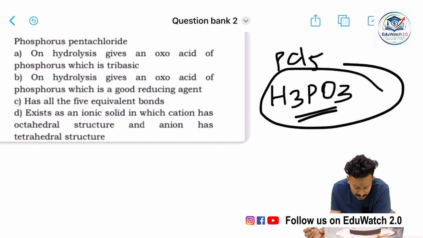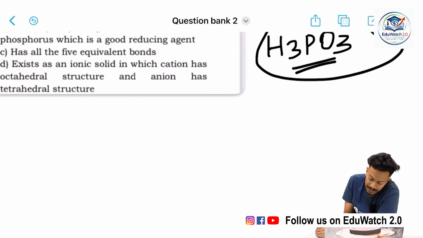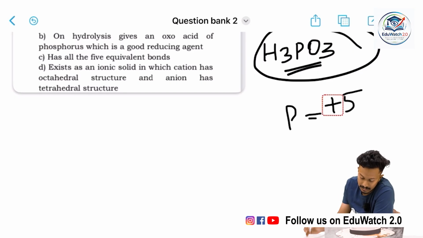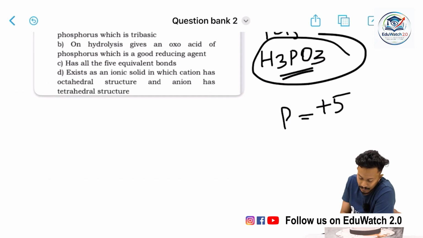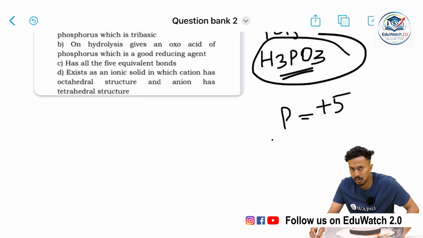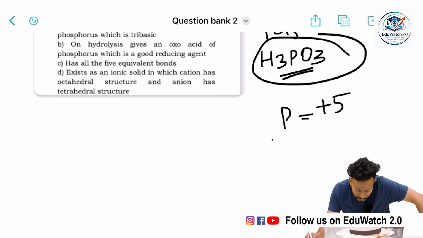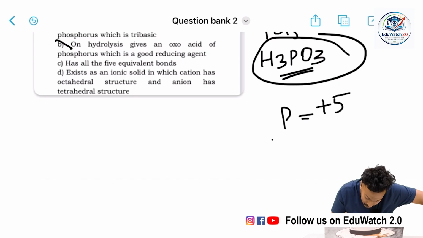H3PO4 on hydrolysis gives an oxo acid of phosphorus which is a good reducing agent. Okay. Here the oxidation state of phosphorus will be +5. Am I correct? Yes, it gives an oxidation state of +5. Here phosphorus is in the maximum oxidation state, so it cannot be oxidized again. So option B is wrong here.